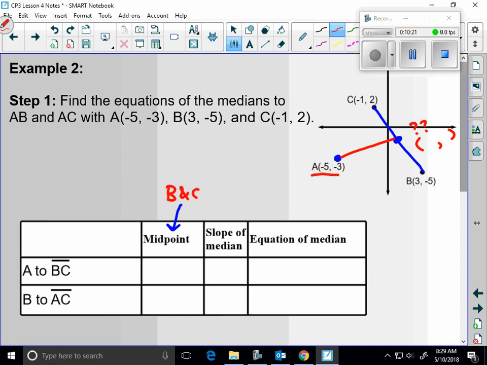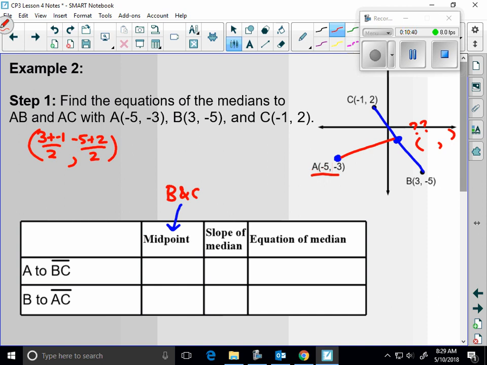So this would be the midpoint of B and C. Let's find the midpoint of B and C. Let's take their x's, add them together and divide by 2. That's a 3 and a -1. Add those together, divide by 2. Take their y's, which would be -5 and 2. Add those together and divide by 2.